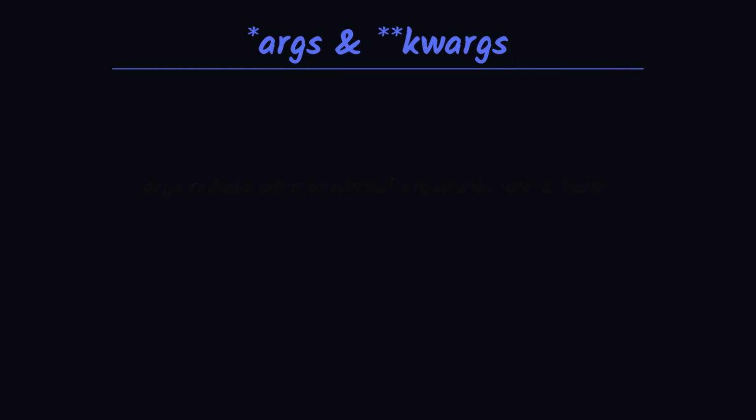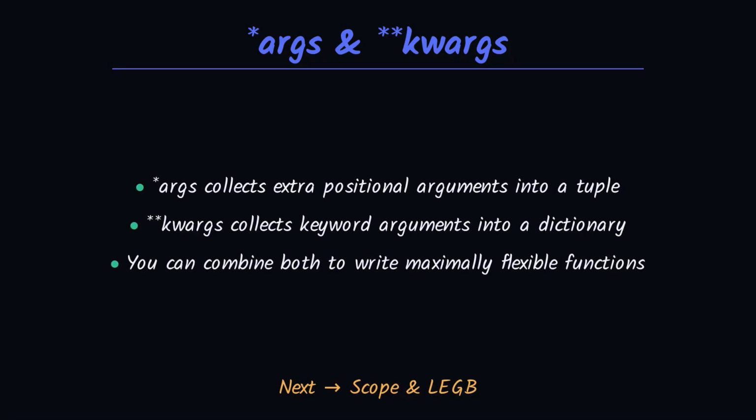Star args and double star kwargs unlock a whole class of flexible APIs. Next episode is about scope, where Python looks for variable names and in what order. There is a 4-level lookup chain you absolutely need to understand before you write any function that touches outer variables.